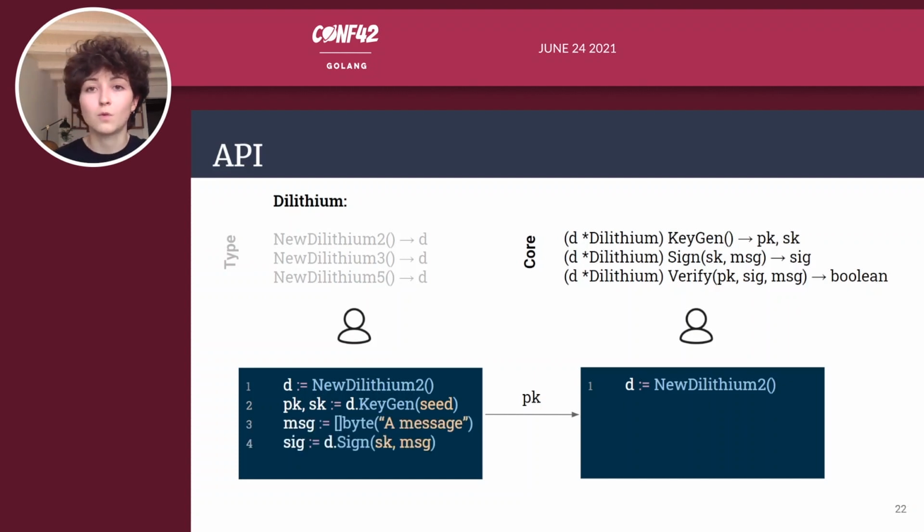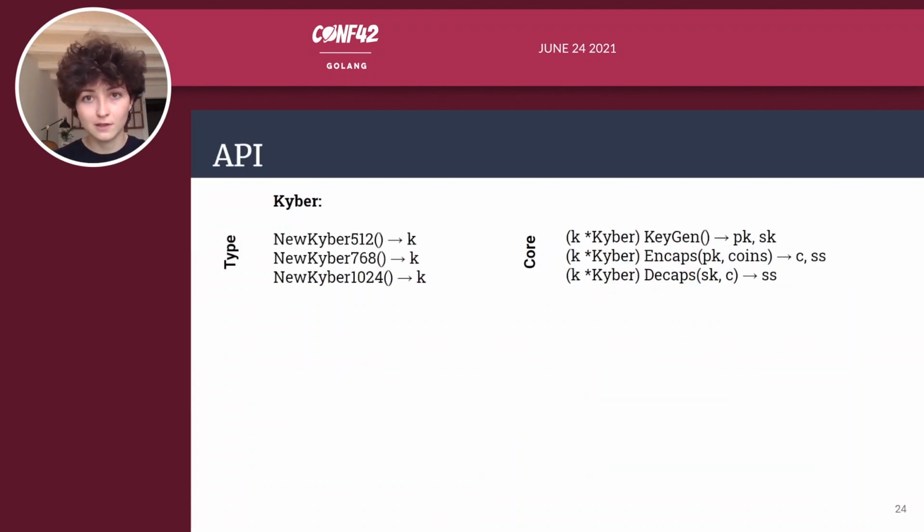Then when the first user wants to sign a message, he can take his signing key and the message, and produce a signature that can be transmitted along with the message, and checked against the public verification key that the second user received earlier. If everything went fine and the users are honest, then the Boolean returned by verify is going to be true. Similarly for Kyber, we have two groups of functions.